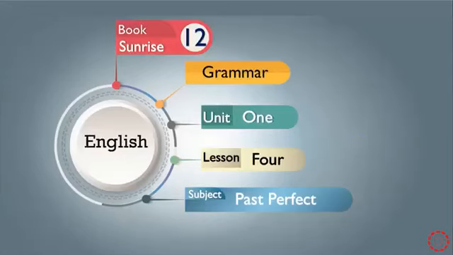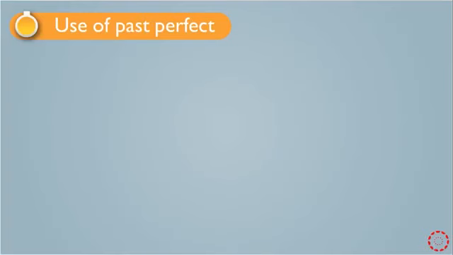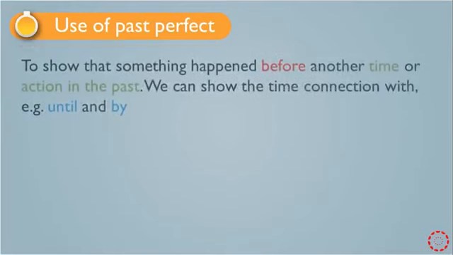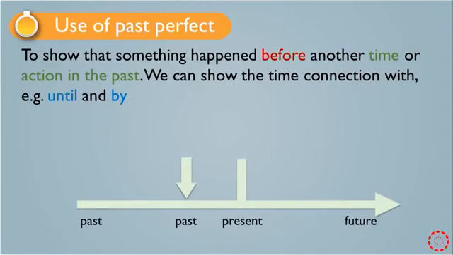Hello dear student. Today in Unit 1 Lesson 4 we are going to talk about another tense in English language, which is past perfect. The use of past perfect. We use past perfect to show that something happened before another time or action in the past. We can show the time connection with, for example, until and by.